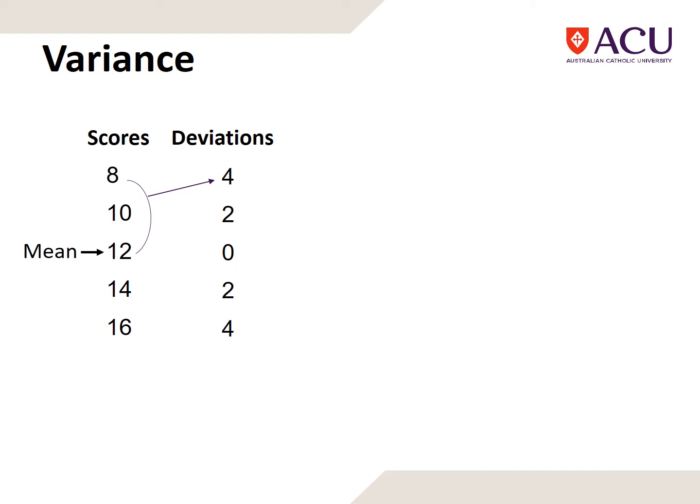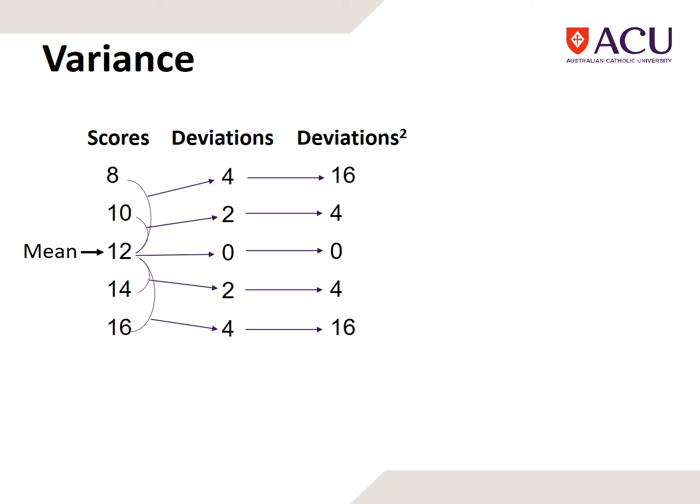What's the deviation between 10 and 12? That's 2. What's the deviation between 12 and the mean? It's 0. What's the deviation between 12 and 14? 2. And between the mean and 16? That's 4. So we've got our deviations, and these give us an idea of how far each of these scores is from the mean. Now, if we're calculating variance, the next step is to square those deviations, and we come up with 16, 4, 0, 4, 16.